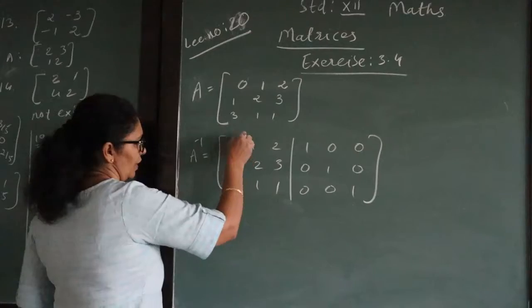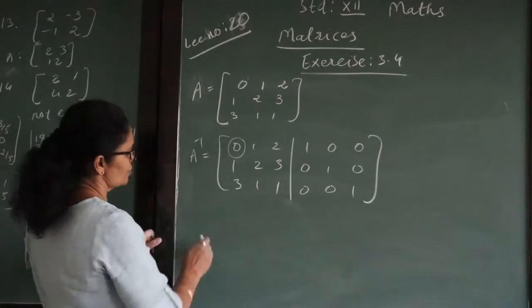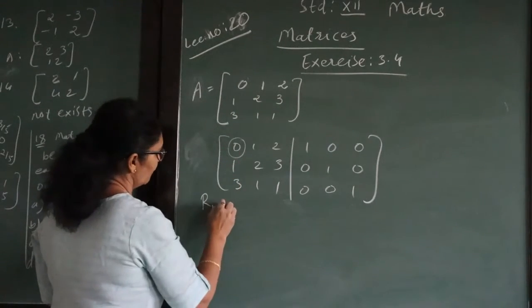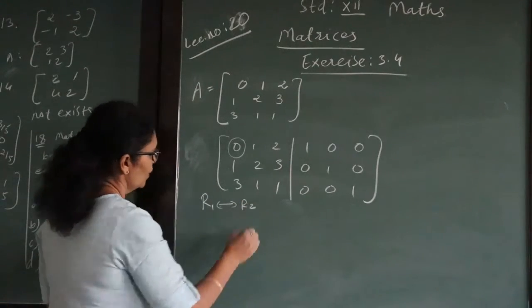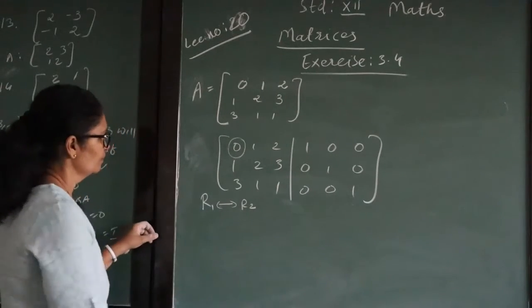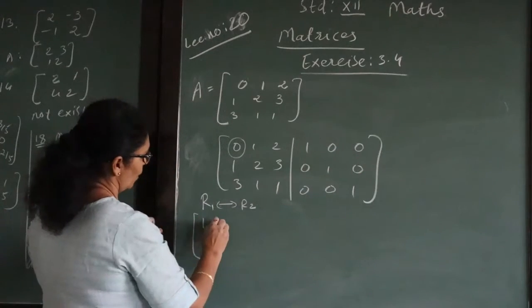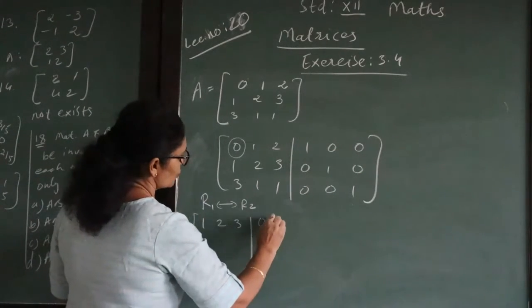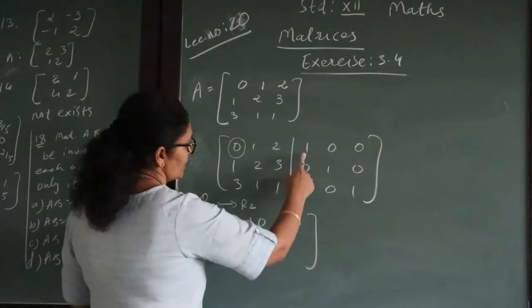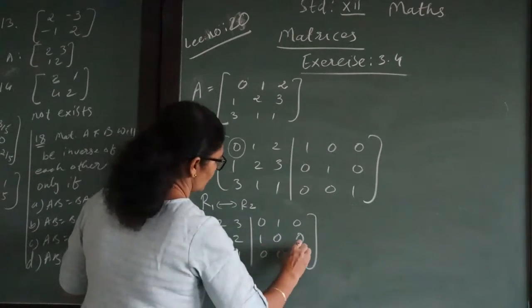But here we want 1 and our first term is only 0. So what to do? We simply interchange these two for getting the first term 1. What we are doing? R1, R2. I am changing R1 with R2. Okay, let us change R1, R2. So we have to change the full row. 1, 2, 3 is your first row, 0, 1, 0. Now, 0, 1, 2. Same way 1, 0, 0 and 3, 1, 1, 0, 0, 1.